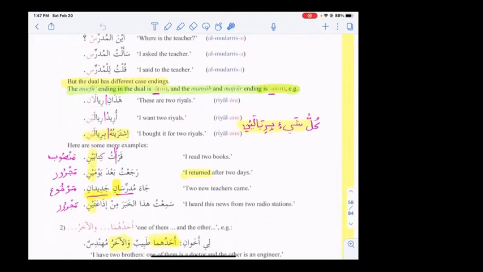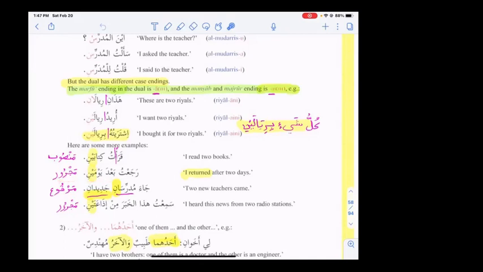Again, we have some more examples. Qara'tu, I read. What did you read? We need maf'ulun bihi. Kitabaini. See, kitabaini is mansub. What is the sign of its mansub? Ya. Rajatu ba'da yawmaini, I returned after 2 days. Rajatu ba'da is a zarf, yawmaini mudaf ilayhi, it's majroor bil ya.